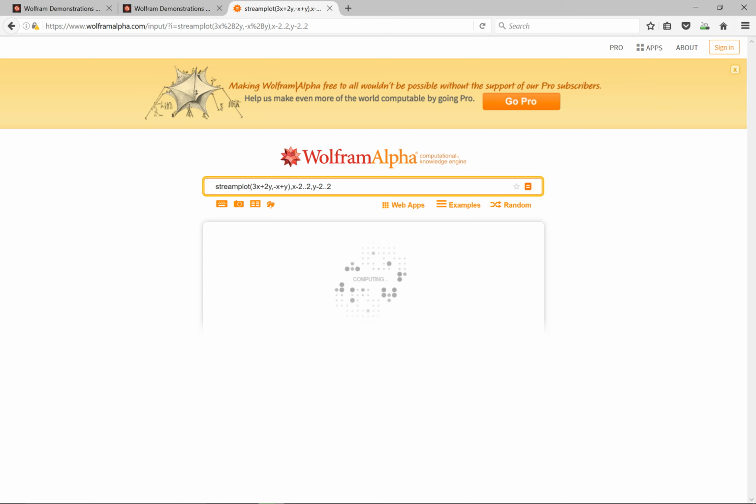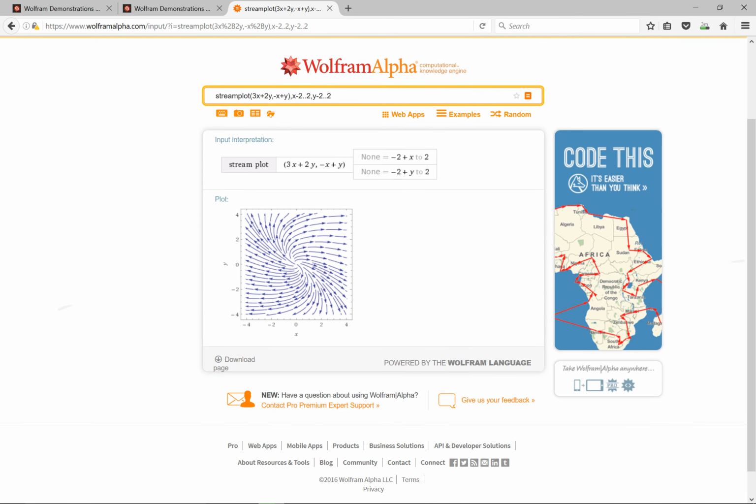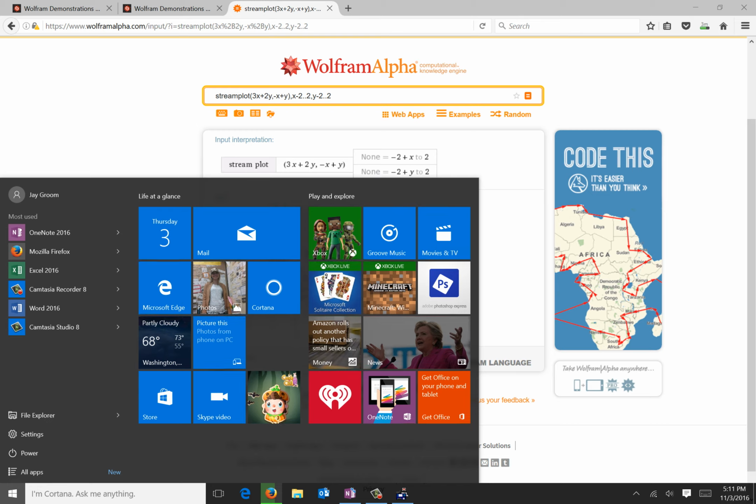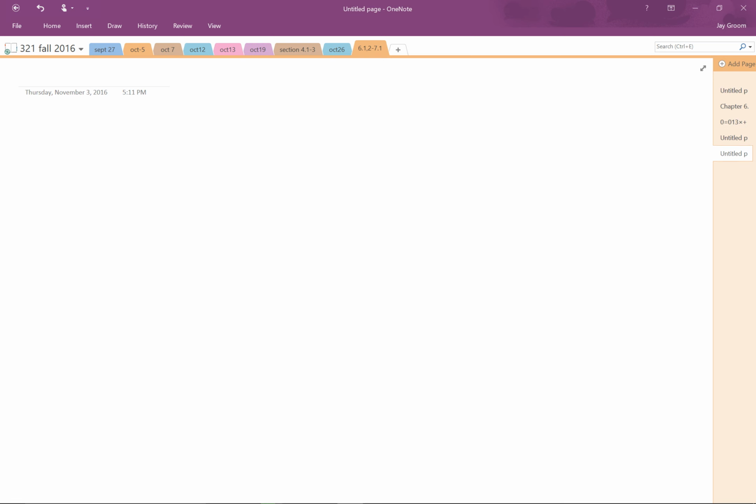If you do this, there it is. And pretty clearly, I think you can see at 0, 0, we have a spiral source, which is kind of what the game was supposed to show. Alright, so then again, you try another one here.